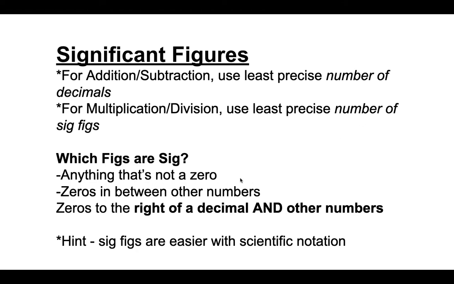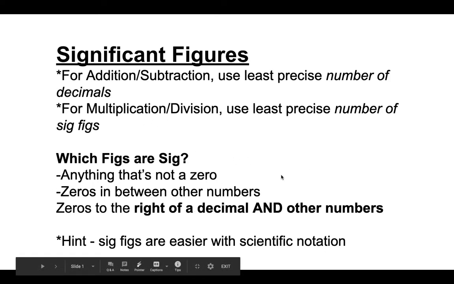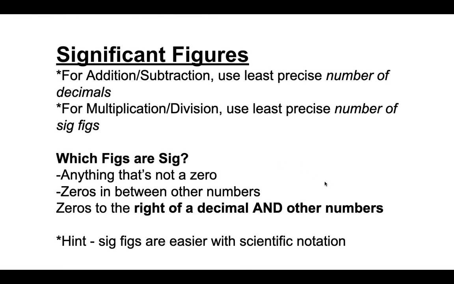So what is a significant figure? Anything that's not zero is significant, so that's easy. And zeros are significant if they're in between two other numbers which are not zero. And the other time that zeros can be significant is if they're all the way at the right-hand side of a decimal quantity. Essentially, if you have zeros on the end of a number that has a decimal in it, those zeros are usually going to be significant.